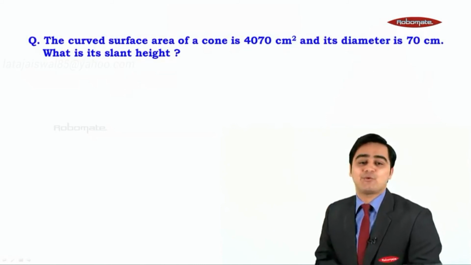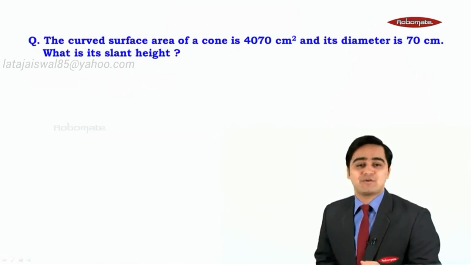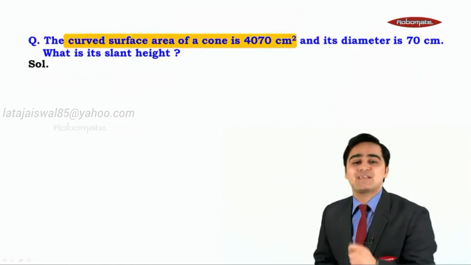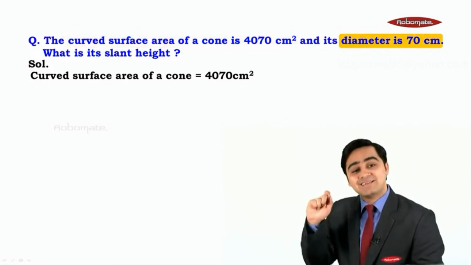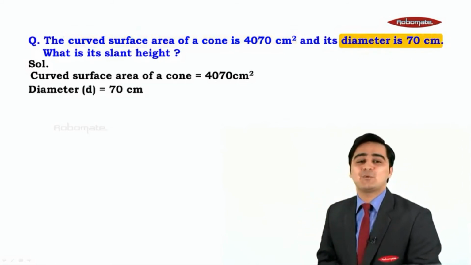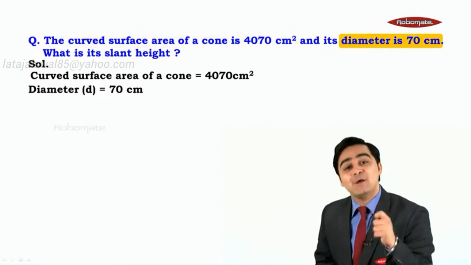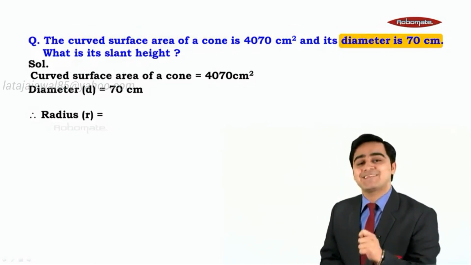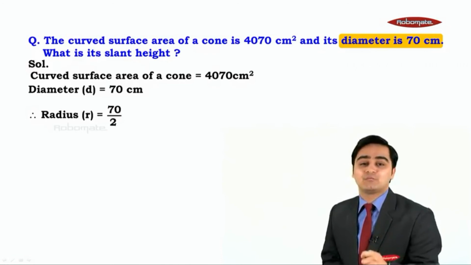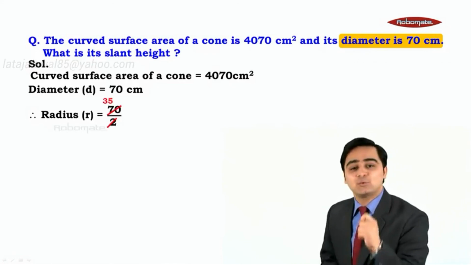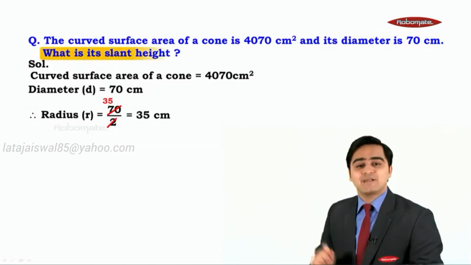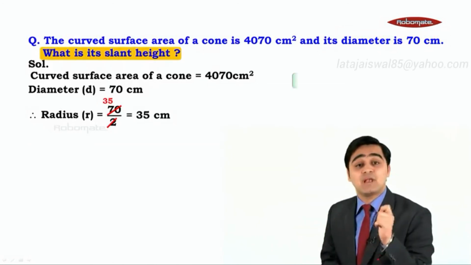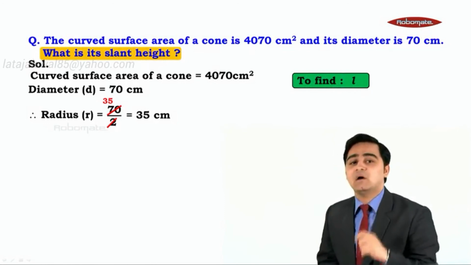Let's proceed further and now let us understand a very simple sum based on a cone. This is the question we have in front of us. It says that the curved surface area of a cone is 4070 centimeter square. Further, it says that the diameter of the cone is equal to 70 centimeter. If we have the diameter, we can calculate its radius, and radius r is equal to 70 upon 2. If we do the calculations, 2 ones are 2, 2 35s are 70. So we have radius r equal to 35 centimeter. Further, it asks what is its slant height. So we are supposed to find small l in the sum.